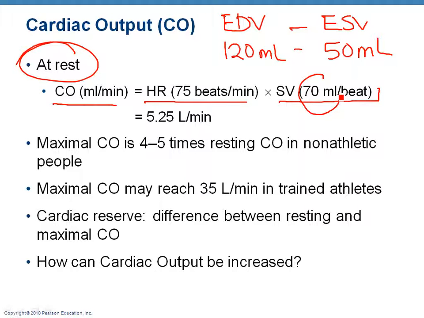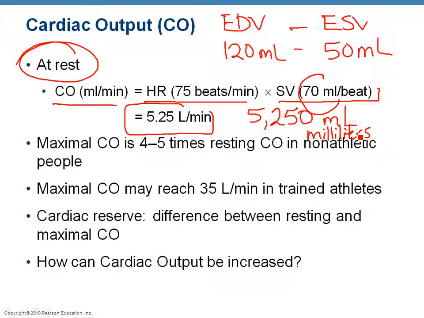So if you have a heart rate of 75 beats per minute, and if you are pumping 70 mils of blood out of your ventricles per beat, all you do is multiply 75 times 70, which would come out to 5,250 milliliters. ml stands for milliliters. Okay. A milliliter is 1/1000th of a liter. So there are 1,000 milliliters in a liter.